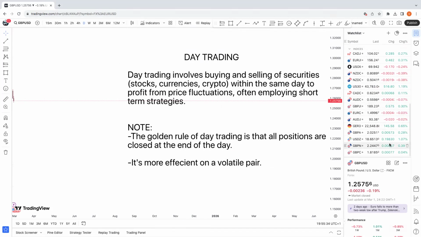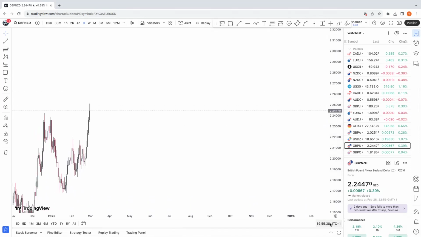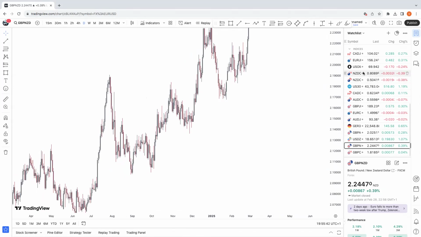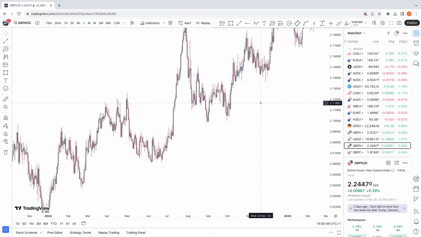If you try to use pairs such as, let's say, for example, GBP NZD, right? This type of pair is not so volatile, right? So if you actually want to day trade it, you're not going to get so much win. It's not like you're not going to be profitable. Yeah, you're going to be profitable, but you're not going to make so much.